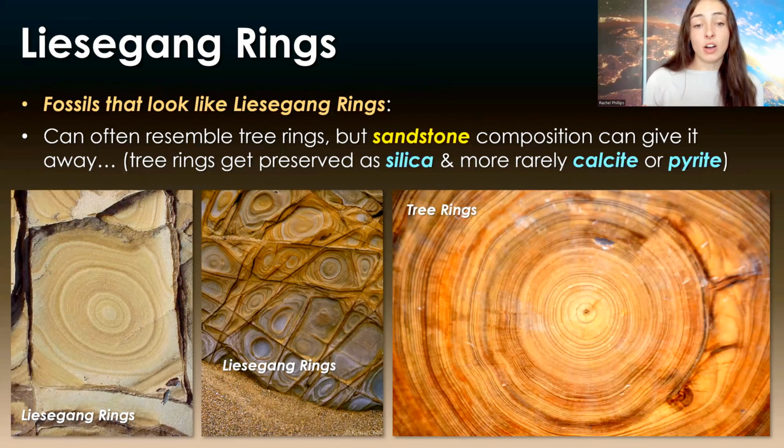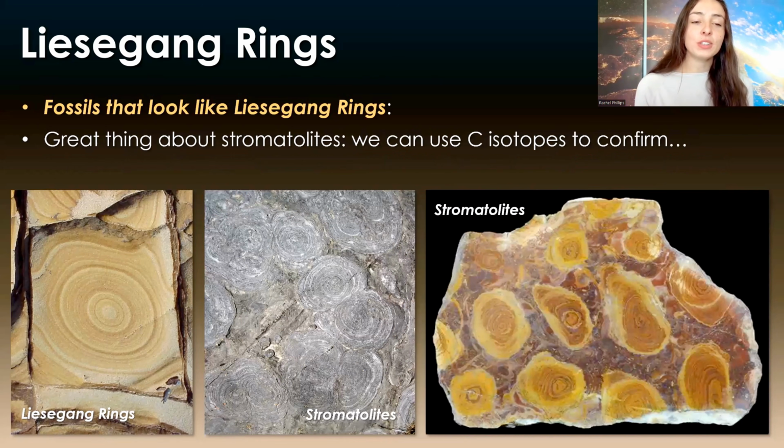In any case, obviously these rings can resemble fossils such as the most obvious one, which is tree rings. But because sandstone is typically the composition that these rings might occur in rocks, that's a dead giveaway because tree rings are not preserved in sandstone. They, if preserved, which is rare, they can be preserved in silica, but more rarely calcite or pyrite, but none of these are sandstone.